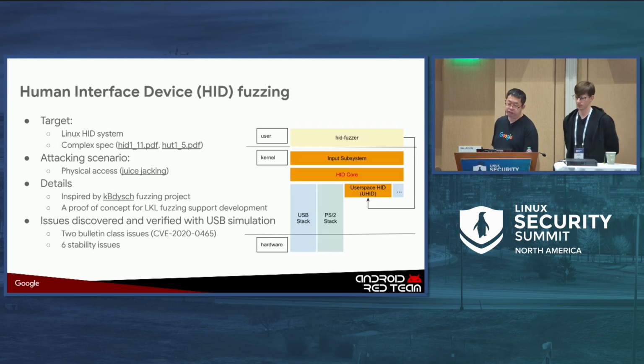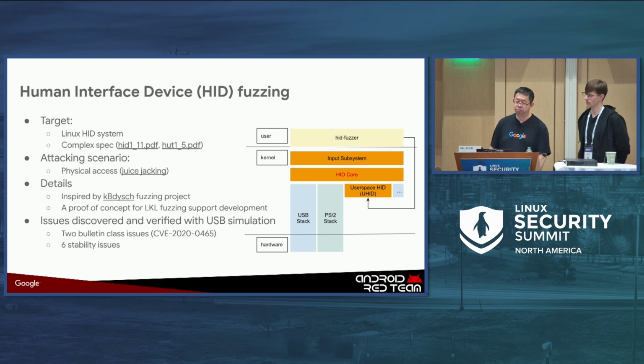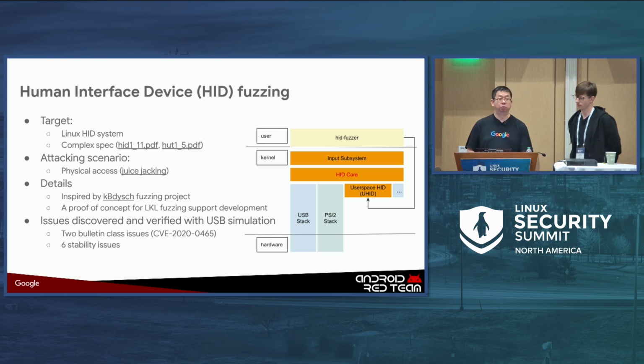Let's talk about HID. This comes up when we look into the USB attack surfaces. The scenario is when someone has physical access to the device. Some are on purpose. Some are malicious, like juice jacking devices, where you plug an unknown USB charging cable into your phone. What can happen? The target is the Linux HID subsystem, because HID is one of the big categories of USB devices.